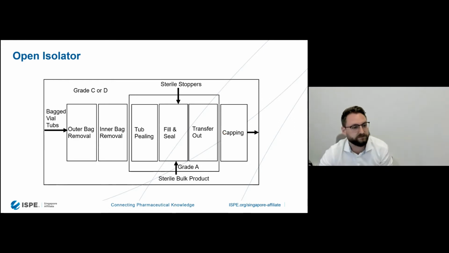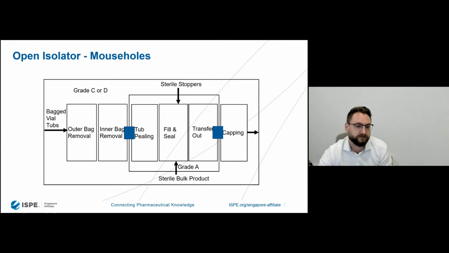So for this, generally open isolators use pre-sterilized, ready-to-use components. So this would be the vials that come in tubs and bags. So the bag removal, the second bag removal, and then the tub would transfer into the grade A critical zone, peel the lid off, seal and seal, transfer out, and then transfer directly to a capping machine for a non-lyo product.